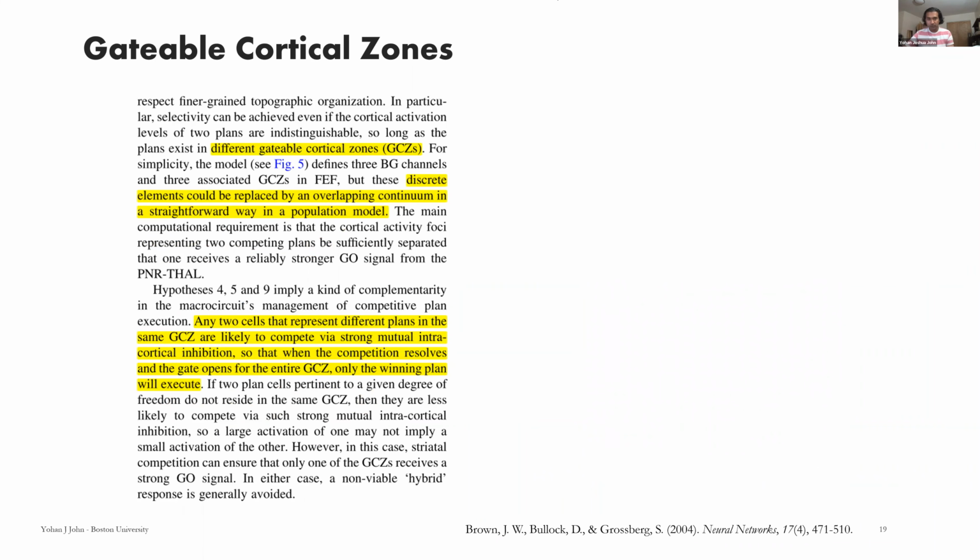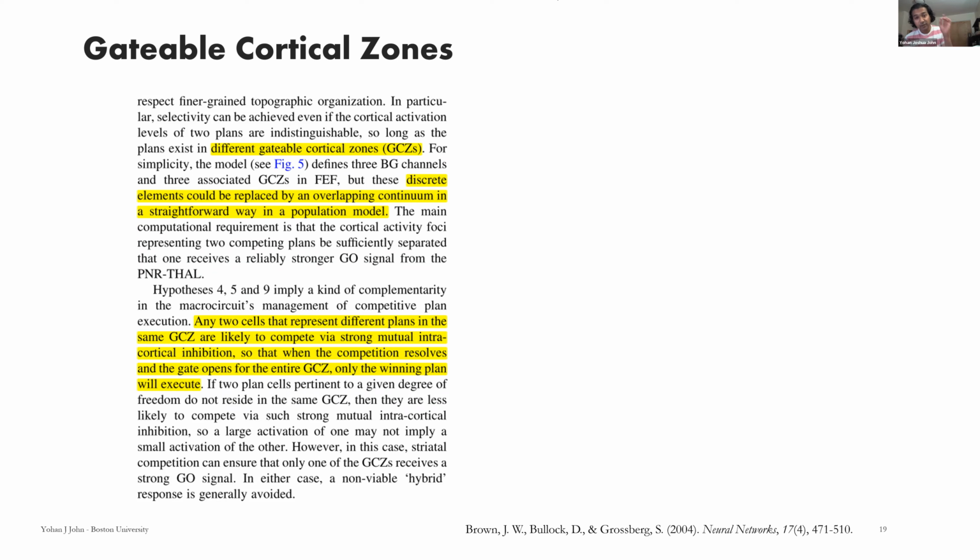So the term they use for the targets of all this is gateable cortical zones. They just made up that term. They're discrete. So for simplicity, the model defines 3 basal ganglia channels and 3 associated GCZs in FEF. But these discrete elements could be replaced by a continuum. Any 2 cells, this is what I was mentioning earlier, that represent different plans in the same gateable cortical zone are likely to compete via strong mutual intracortical inhibition, so that when the competition resolves and the gate opens for the entire GCZ, only the winning plan will execute.